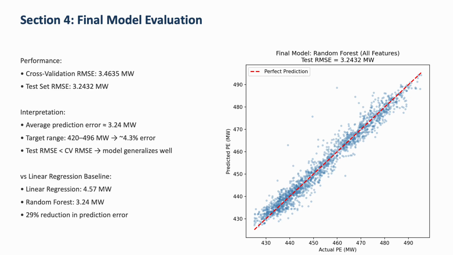For our final evaluation, the random forest achieved a test RMSE of 3.24 megawatts. To put that in context, the power output ranged from 420 to 496 megawatts. So our error is only about 4.3% of that range. And that is quite accurate for predicting real world power output.